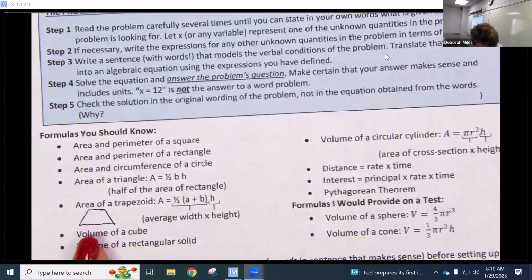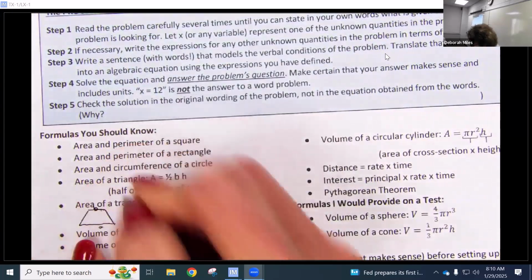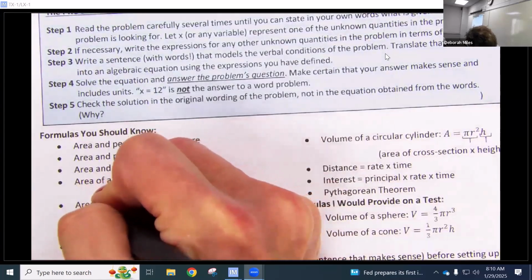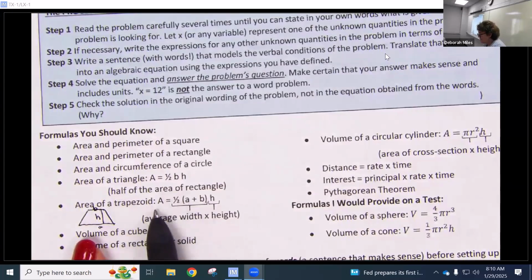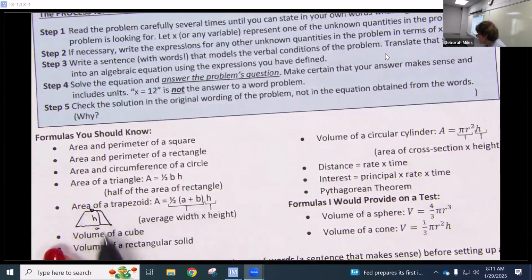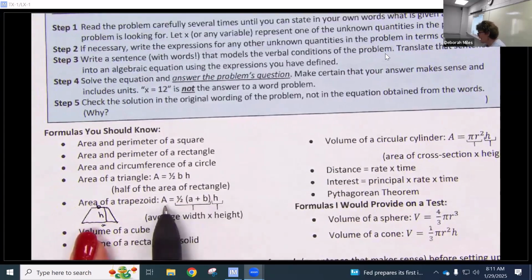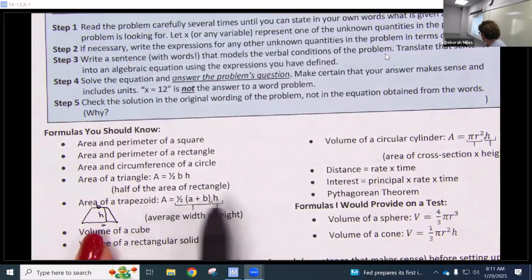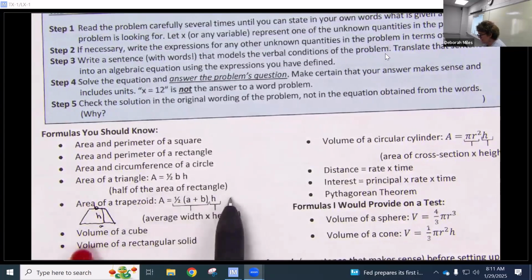You have a short base and a long base, and then you have the height of the trapezoid. The area of the trapezoid is just the average of A and B. You average the short side and the long side, you add them and multiply by half, and then multiply by the height. So it's the average of the short side and the long side times the height.